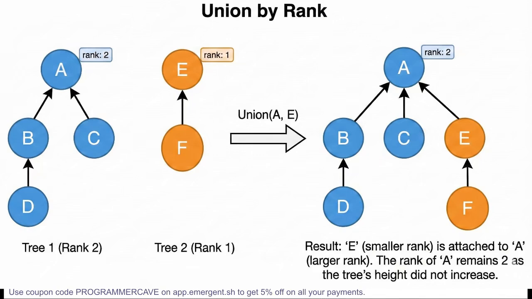So why does this work? Well, it prevents the trees from getting unnecessarily tall. If you stick a short tree under a tall one, the overall height of the tall tree doesn't even change. The only time the rank actually needs to increase is if you're merging two trees that had the exact same rank to begin with. In that one case, the new root's rank goes up by 1.